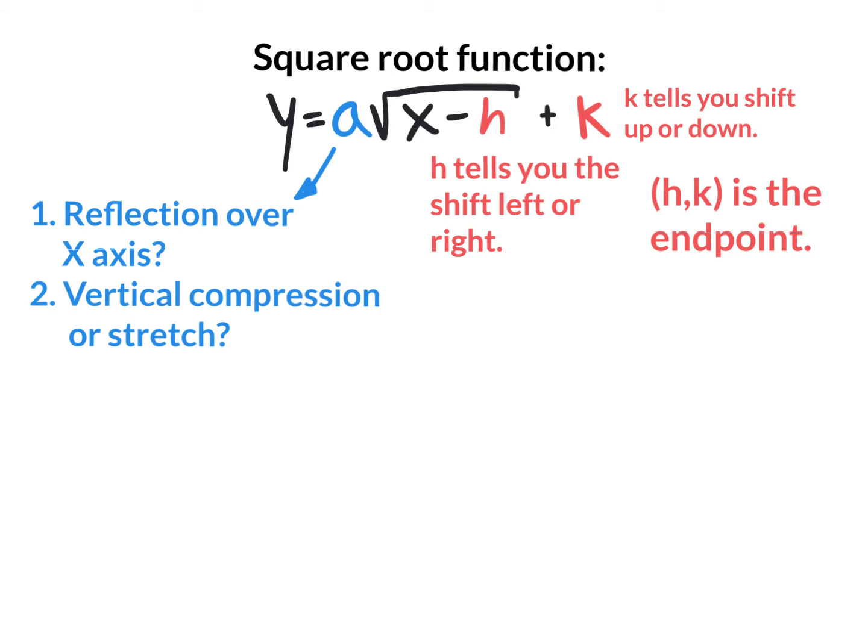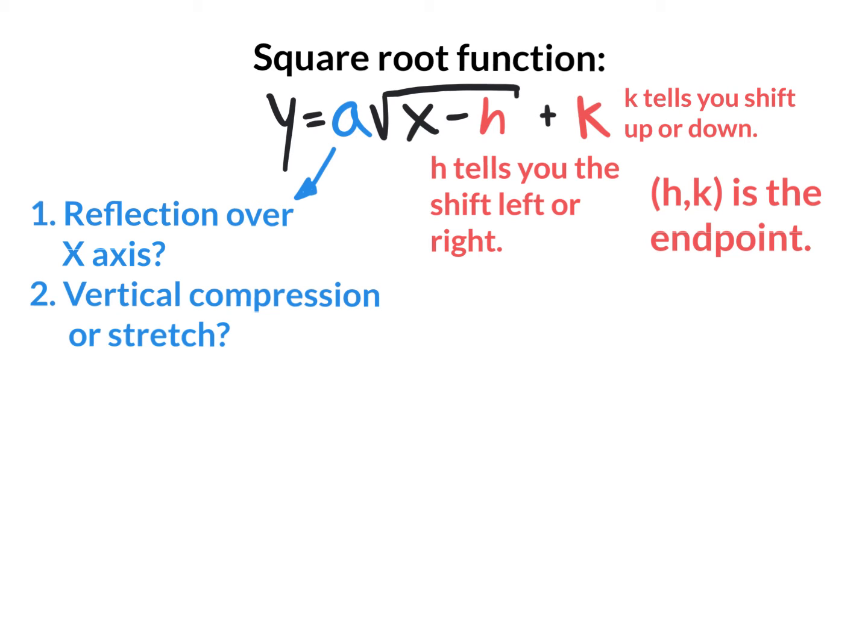So it goes back to this. The a value tells you a lot. The h is simply your left and right shift. The k is your shift up and down. And of course, (h, k) is the most important point. It's the endpoint, or the beginning point if you're drawing it, right? So what I want to do is get so comfortable with this that we're able to look at a graph and be able to come up with the actual equation.